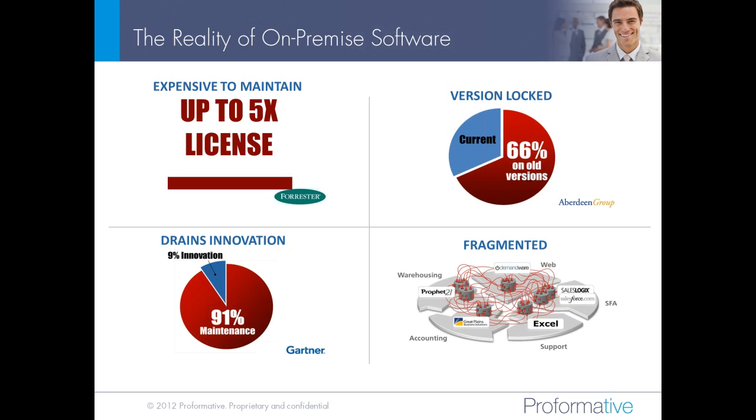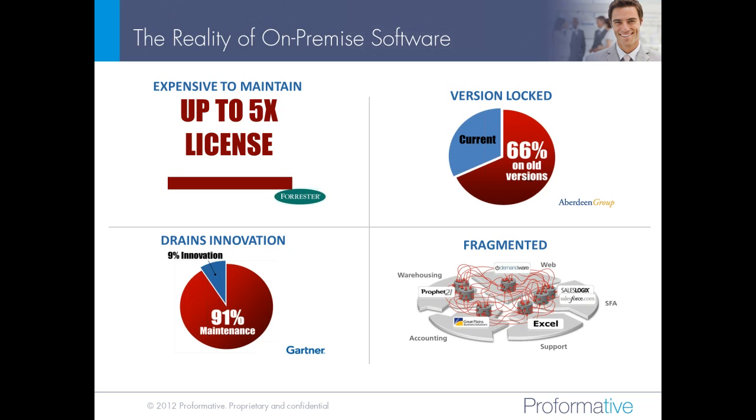Some of the analysts have validated that. Forrester, for example, says that once you buy the licenses for the on-premise solution, it takes about 5 times that to implement it. By the time you realize the benefit, only a few years have gone by and new technology has come about. Similarly, Gartner says that 91% of the resources are just in maintenance, so it drains innovation. Companies cannot run businesses this way in the new environment that we are in.